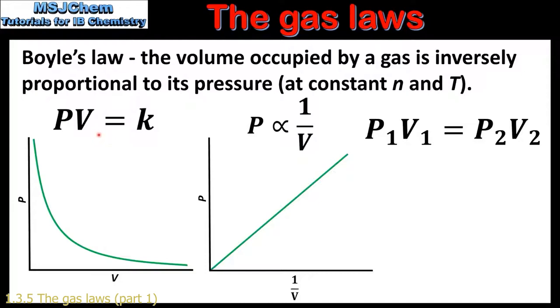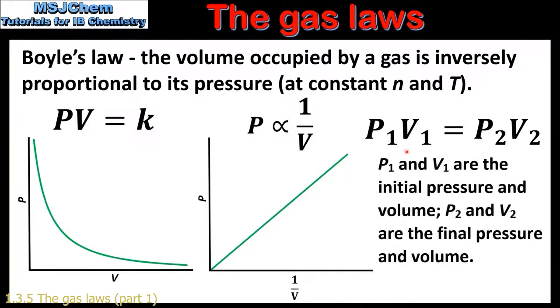The first is the pressure multiplied by the volume is equal to a constant K. The second is that pressure is directly proportional to 1 over volume. And the third way is P1 multiplied by V1 equals P2 multiplied by V2.